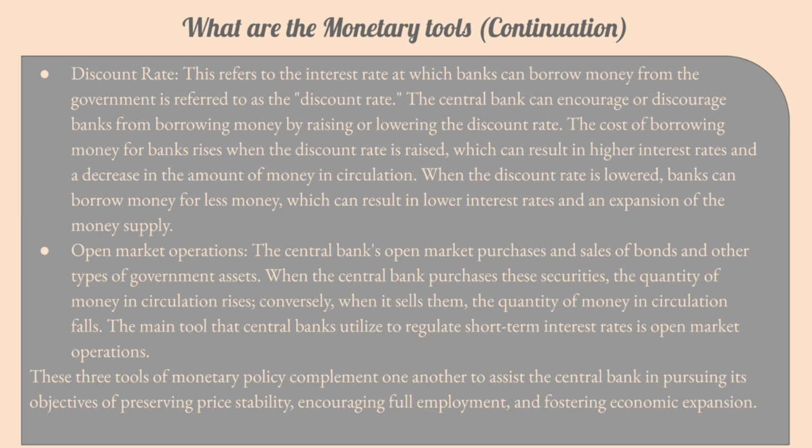Open market operation. The central bank conducts open market purchases and sales of bonds and other types of government assets. When the central bank purchases these securities, the quantity of money in circulation rises. Conversely, when it sells them, the quantity of money in circulation falls. The main tool that central banks utilize to regulate short-term interest is open market operation. These three tools of monetary policy complement each other to assist the central bank in pursuing its objectives of preserving stability, encouraging full employment, and fostering economic expansion.